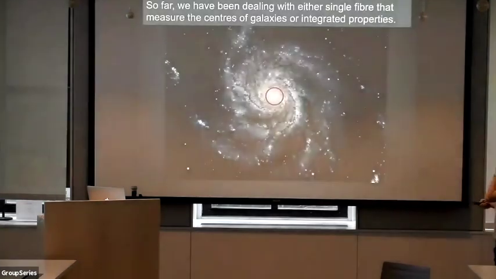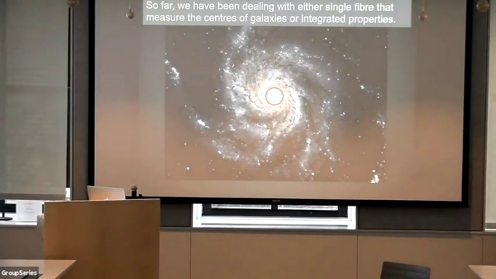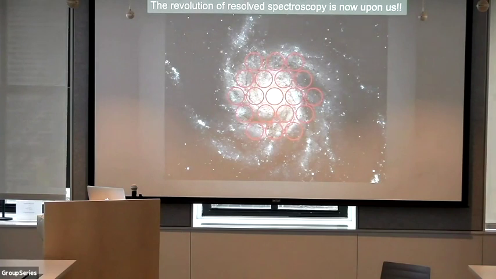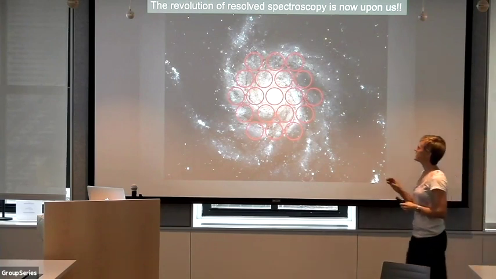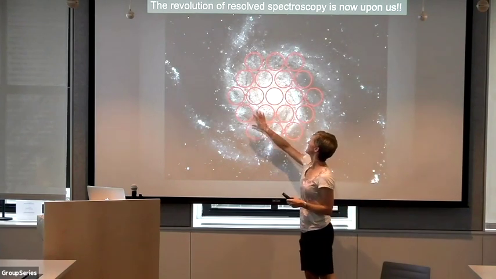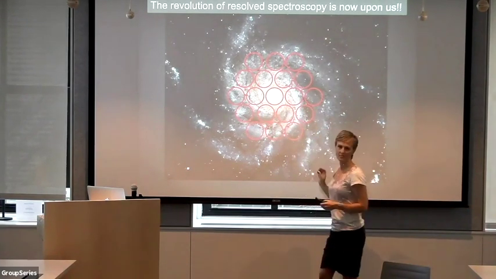All right, so up until now, I have been talking about the integrated properties of galaxies, either from single slit fibers or from integrated measurements of the gas using single dish telescopes. But we are now well and truly in the regime of being able to do this in a spatially resolved way. So with IFU spectroscopy, we can take not just one fiber, but we can place a bundle of fibers over our galaxy.